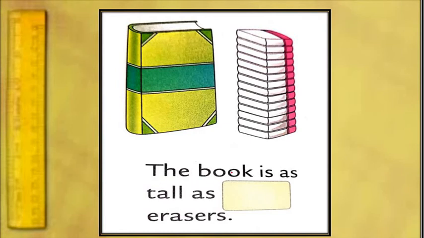The book is as tall as dash erasers. 1, 2, 3, 4, 5, 6, 7, 8, 9, 10, 11, 12, 13, 14. The book is as tall as 14 erasers.